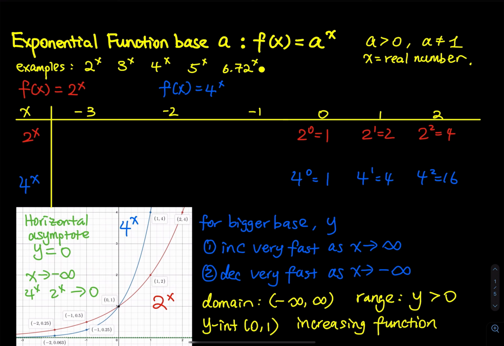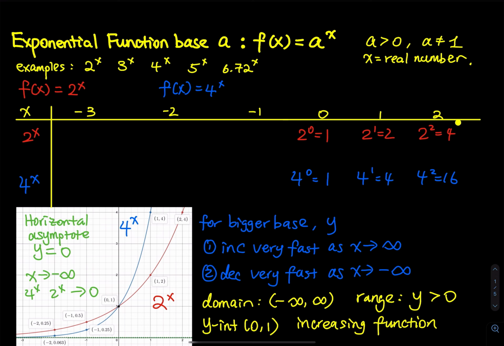In this video, I would like to compare the graph of f of x equals 2 to the x and 4 to the x. So what happens when you use a bigger base? I have a picture, but before we get into that, let's take a look at the table of values. For 2 to the x, I'm going to match the color. When x equals 0, 2 to the 0 is 1, x equals 1, 2 to the first power, 2 to the second power.